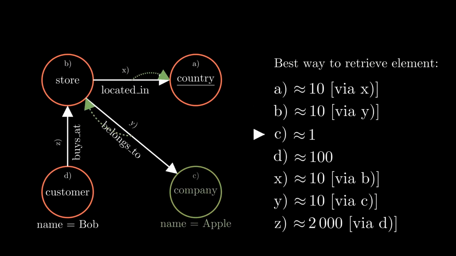Vertex C is a special case. We don't have a source here where we can get it from. So this has to be queried from the database directly using the index. Same goes for vertex D. And the edges X, Y, and Z can all be retrieved by their incoming vertices.